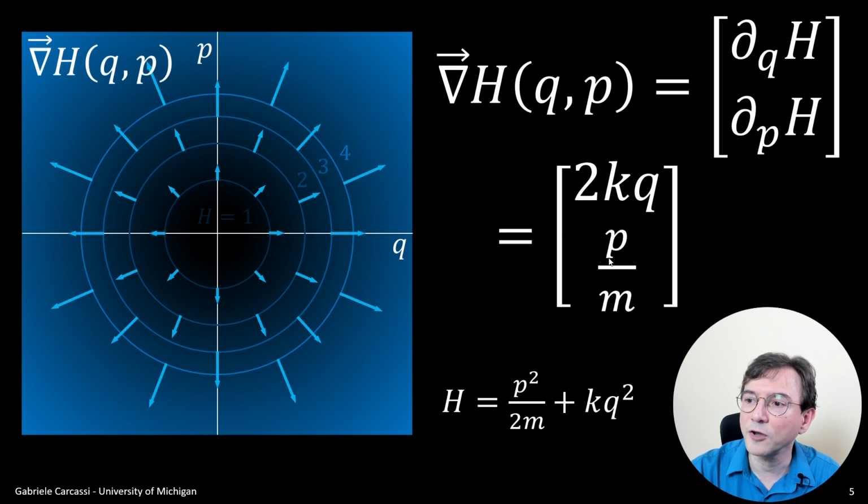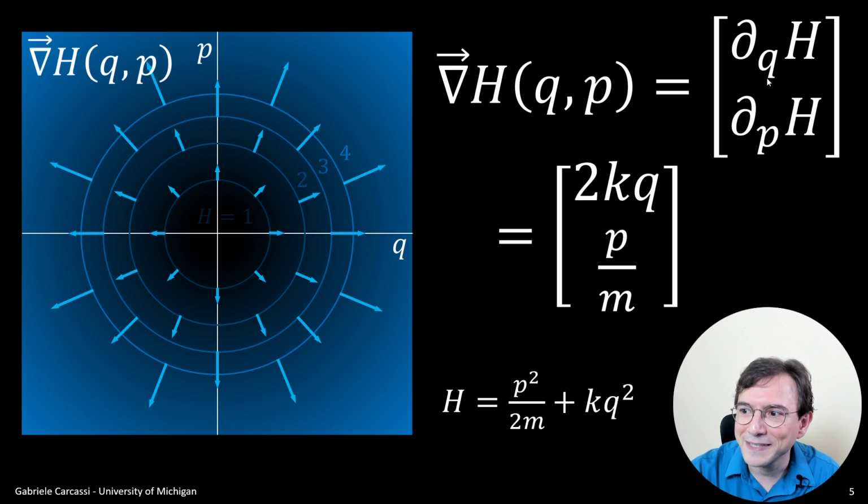Then from the Hamiltonian, we can take a gradient. So the gradient is going to be partial q in the direction of q and partial p in the direction of p. And here we can see what the gradient does. It's going to be perpendicular to the surfaces at constant H. And it will point where H is increasing, and the faster it is increasing, the greater the gradient.